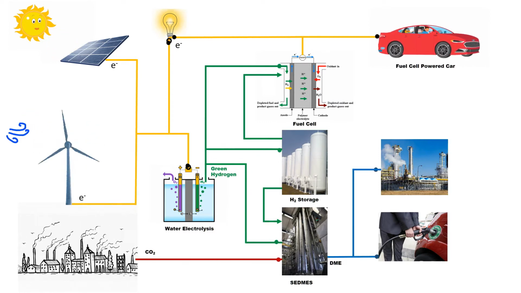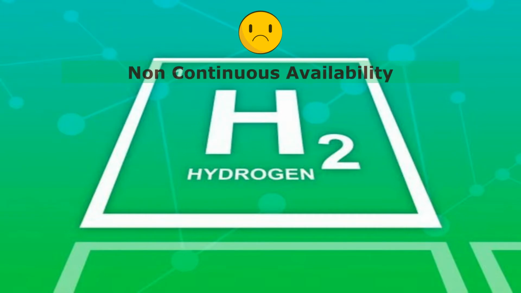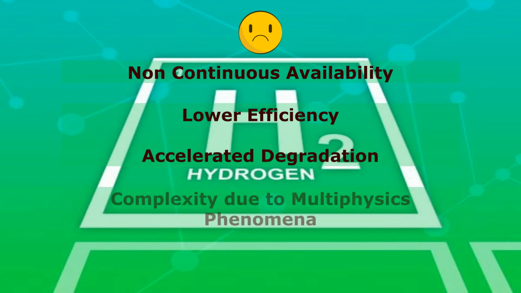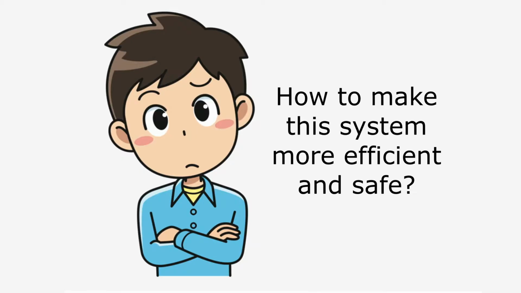European E2C project. Producing hydrogen using intermittent sources has its own challenges. The power is not available all the time, and the intermittent nature of the sources may lead to lower efficiencies and accelerated degradation of the components. The whole system is highly complex due to the presence of multiphysics phenomena. Also, due to the involvement of hydrogen gas, the safety of the system as well as the operator is of prime importance.